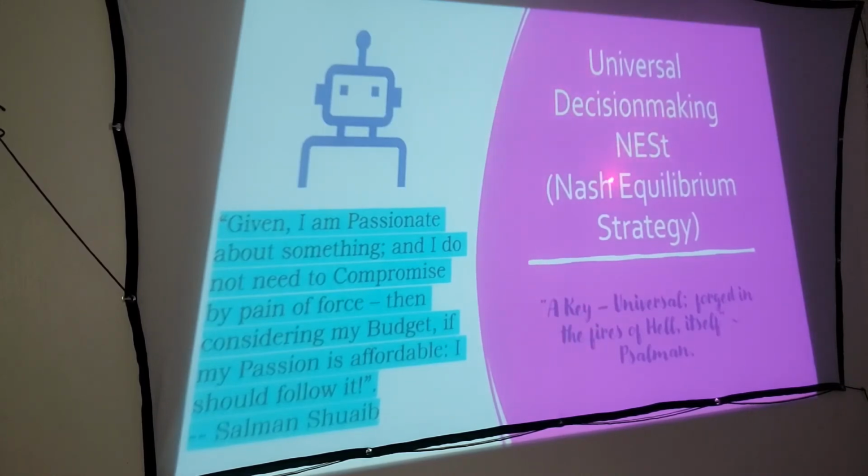Universal decision-making NESt, as in Nash equilibrium strategy. So using this key, you can solve any decision, and you can practice and practice and practice, and you will start solving problems so fast that you go as fast as light, and faster than light, you achieve enlightenment. That's your third eye, okay?